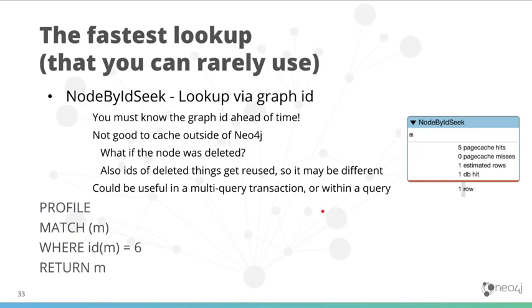The fastest lookup is one you can rarely use, unfortunately. It's a node by ID seek. You look up via a graph ID. You need to know this ahead of time. Now, we don't really recommend using it. It's not a good idea to cache it outside of Neo4j, because what if the node was deleted? Now you have an ID that doesn't point to anything. Or worse, we do reuse IDs of deleted nodes. So maybe it's pointing to something else entirely. And that will ruin your query. We use this ID function here when we want to do this type of lookup.